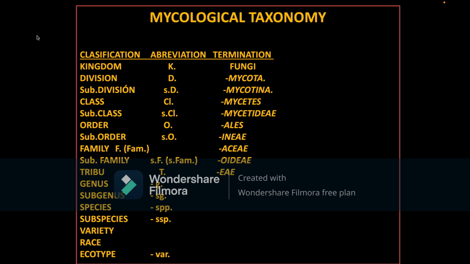And these are the terminations I have shown here. For kingdom, this fungi, then division mycota, subdivision mycotina, then class mycetes, subclass mycetidae, order ales, suborder ineae, then family aceae, then subfamily oideae, and eae for tribe.